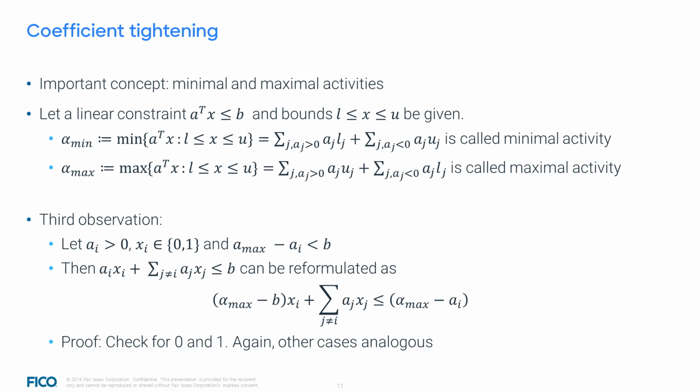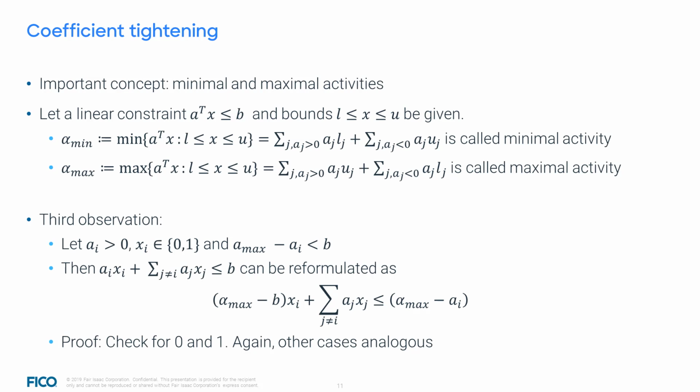Let's check that this actually holds. We need to consider two cases, xi equals 0 and xi equals 1. When xi equals 0, the first part of the left-hand side drops out, and the remaining part is just the maximum activity of the constraint under the assumption that xi equals 0. Hence, just by definition of maximum activity, the inequality holds. Observe that this is strengthening the formulation, because the new right-hand side is less than the original right-hand side.